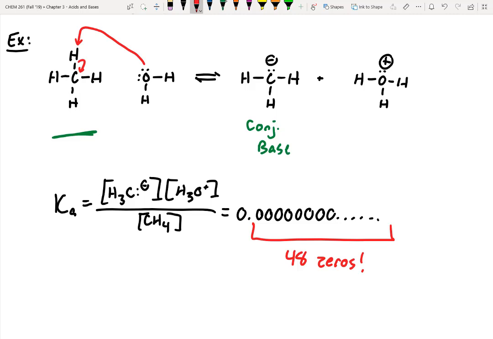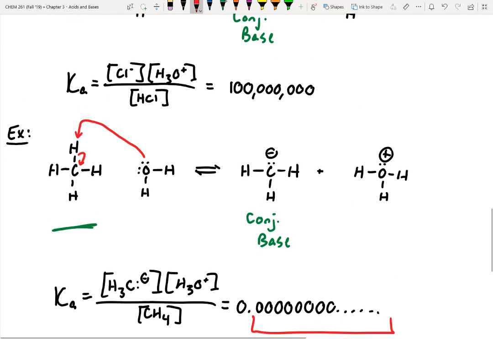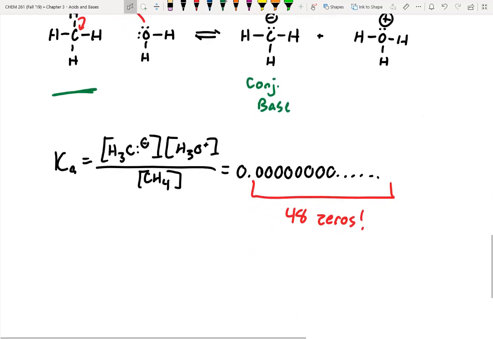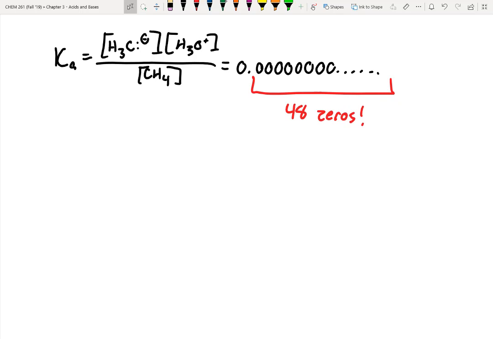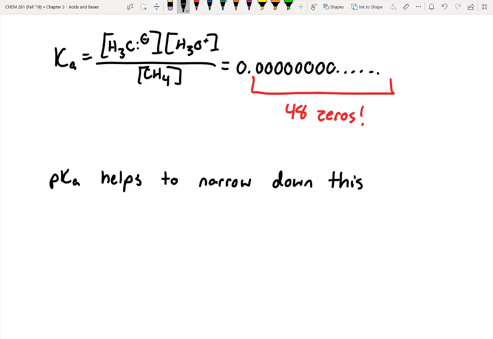All right. However, you can see we're dealing with numbers ranging from hundreds of millions to billions, all the way to tiny, tiny numbers. That creates a big problem. What do we do to deal with the huge range of numbers? Scientific notation, or even better yet, log scales. Log scales work a lot better for dealing with this giant range. All right, so with that, we look at pKa. So pKa helps to narrow down this huge range of values.